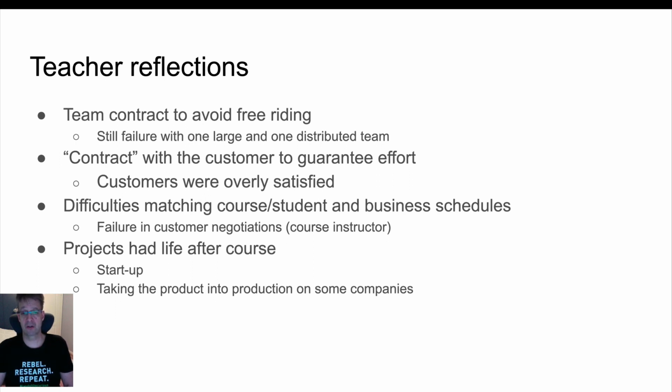But what the students learned is that basically these things happen. Not everything is based on the workers, but there might also be that the customer is not able to deal with the schedules the team has. The good point of this whole course is that the project had life after the course. There was one startup of one project, and then one company wanted to take the product that the students were providing to them into production, and that's definitely a success of a course.